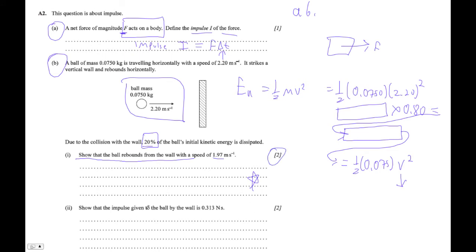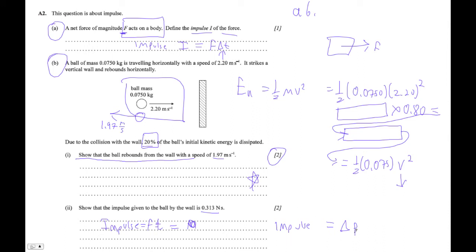Then they say, show that the impulse given to the ball by the wall is 0.313 newton seconds. Well, remember that impulse, it's not just force times time. Impulse is also equal to change in momentum. So impulse is equal to the change in momentum. So the change in momentum is going to be, let's see, it's going this way, and then after it leaves the wall, it's going to be going this way at 1.97 meters per second.